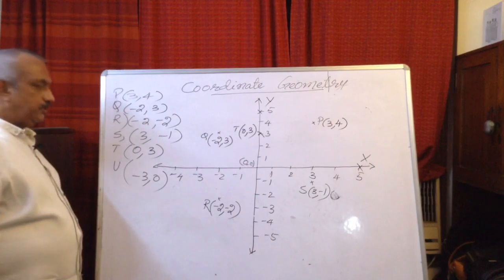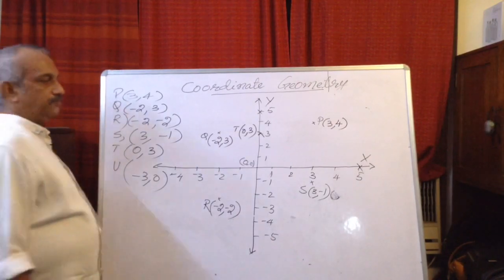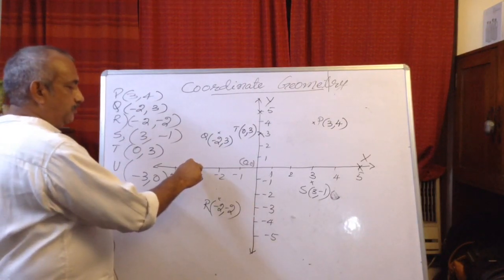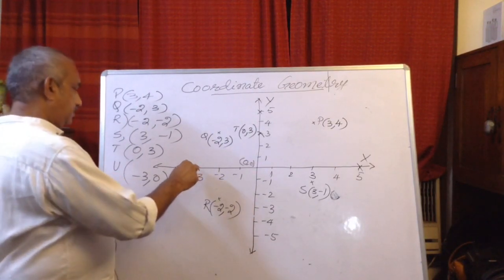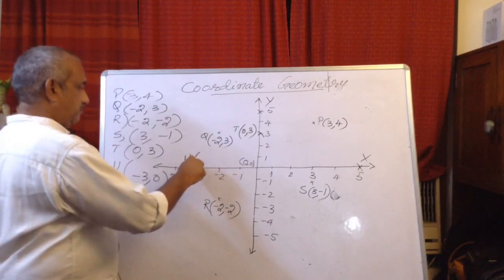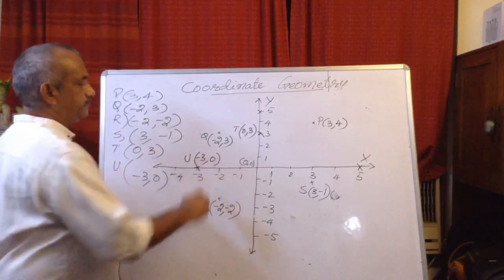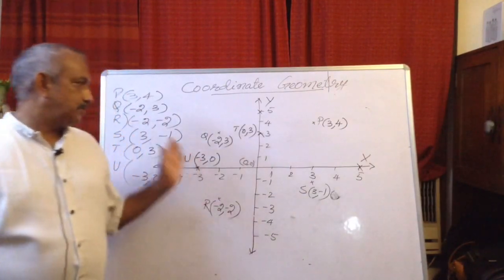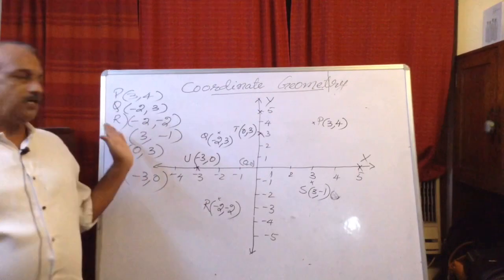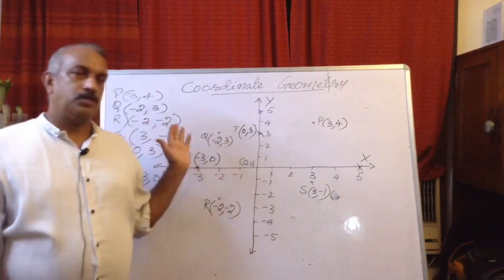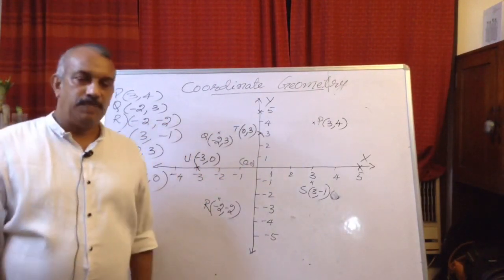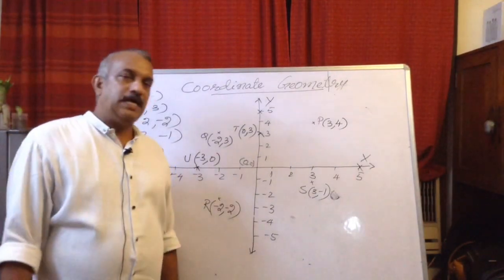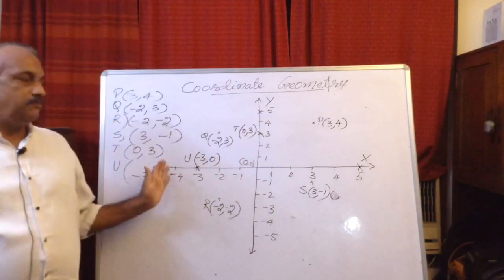The last one, U(-3, 0). First we'll go to -3 here and the y coordinate is 0. So this is the point, U(-3, 0). So this is a first type of question. Each one may carry half a mark or so. The question is: plot the following points on a Cartesian plane, or on graph paper, draw the x-axis and y-axis and plot these points. It can be there.